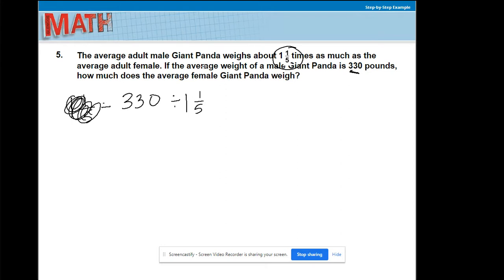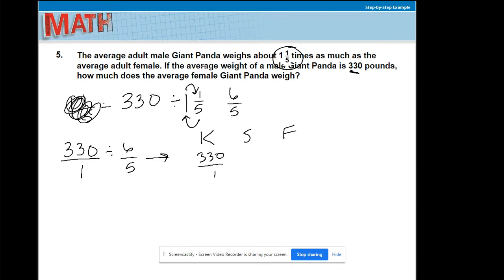So let's start by making this into an improper fraction, which is going to be 5 times 1 is 5 plus 1 is 6. So that's going to be 6 over 5. Okay, now we have 330 divided by 6 over 5. And we're going to make 330 into a fraction. So I have my 330 over 1 divided by 6 over 5. And now I have to keep, switch, flip. So I'm going to keep 330 over 1, switch to multiplication, and then we're going to flip 6/5 over to 5/6. And then we're going to multiply across.